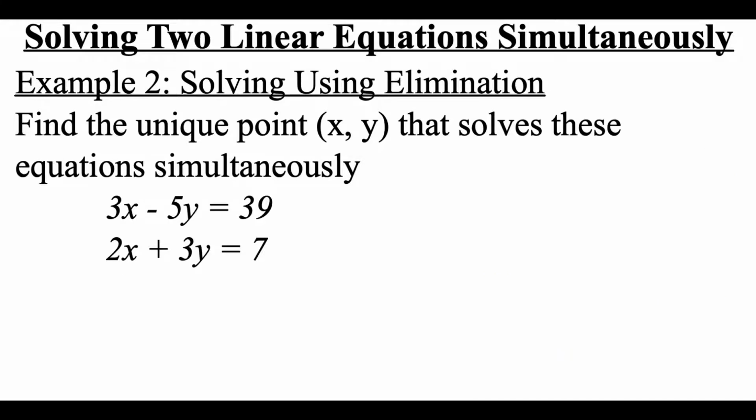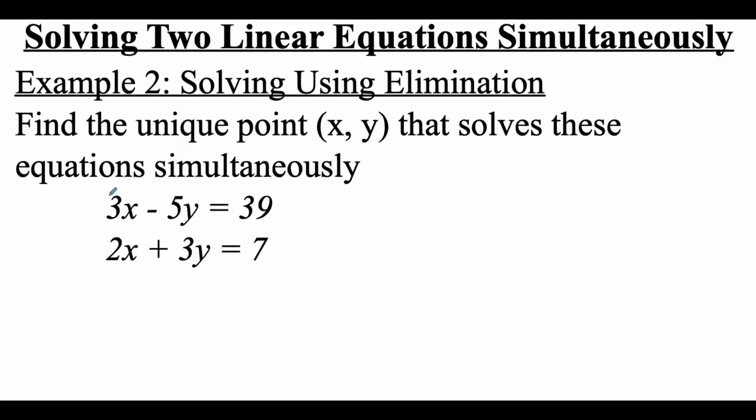Taking a look at this example, we're going to solve the exact same system, but we're going to use elimination this time. Since we're solving the exact same system, we should get the exact same answer, otherwise something went wrong. When you're using elimination, the goal is to eliminate one of those variables so that you're down to just a one variable equation, which is a whole lot easier to solve.